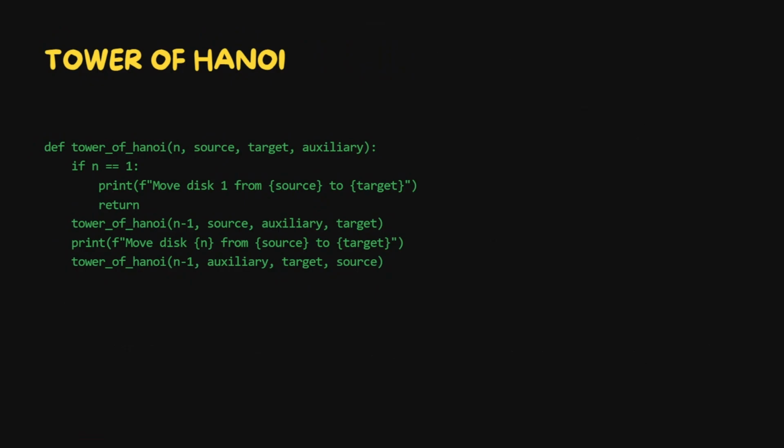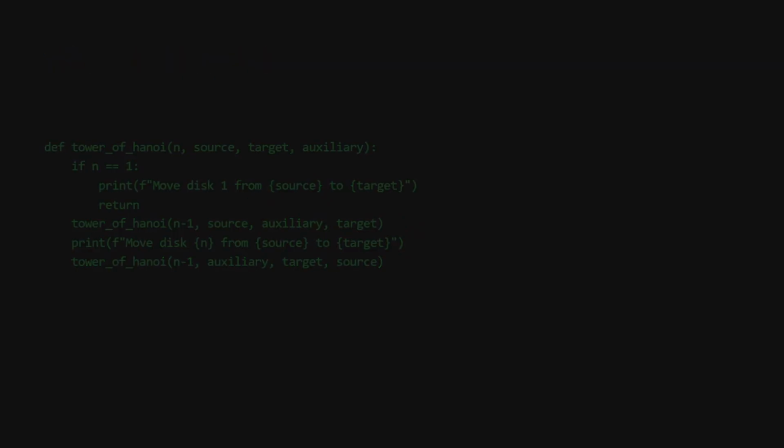So let's see the recursive solution. First, we define the function with n disks and 3 rows. If n equals 1, that's the base case: if there is only one disk, move it directly. Then we move the top n minus 1 disks to the auxiliary row. Then we print the move for the nth disk. Then move the n minus 1 disks from the auxiliary row to the target row.